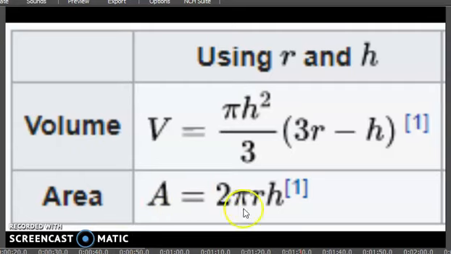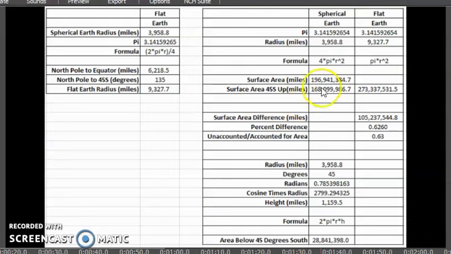So that's what I did there in order to determine the spherical cap. I took A equals 2 pi r height. So this is the 197 million square miles is the total surface area. I calculated the surface area of the cap from 45 degrees south down towards the alleged South Pole. Got about 29 million square miles, subtracted that. And the remaining surface area is about 168 million square miles, compared to the surface area from 45 degrees south, north to the center of the Earth, on a flat Earth is about 273 million square miles.